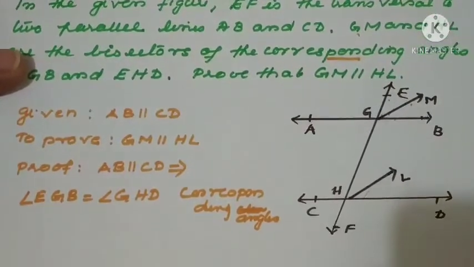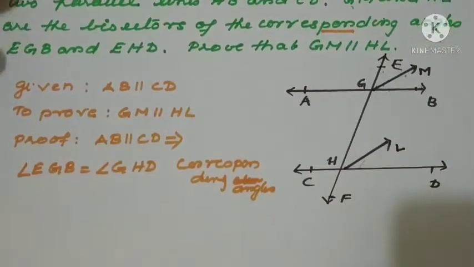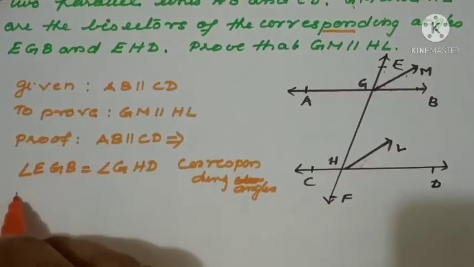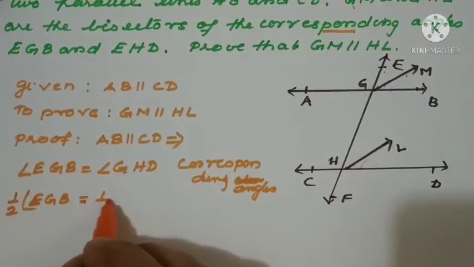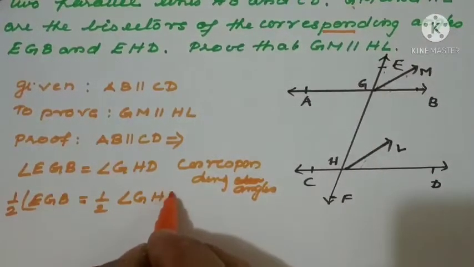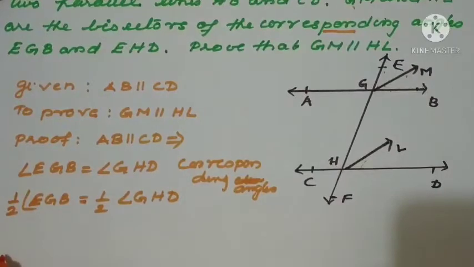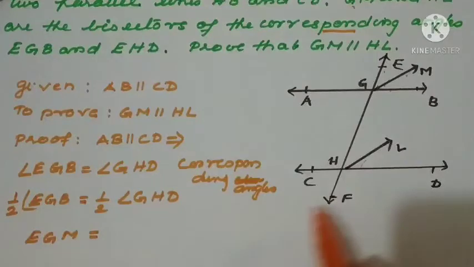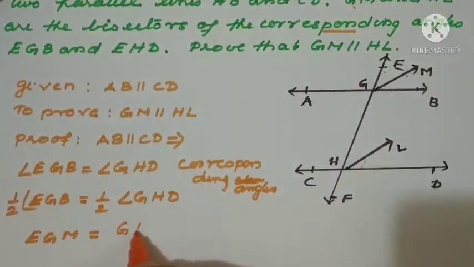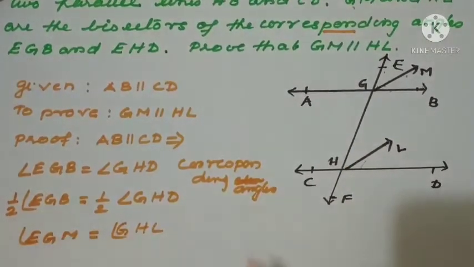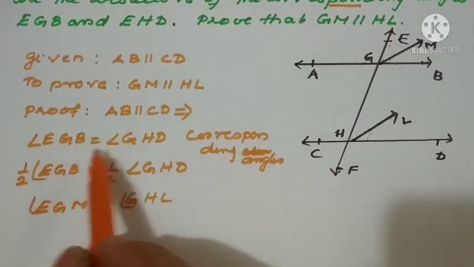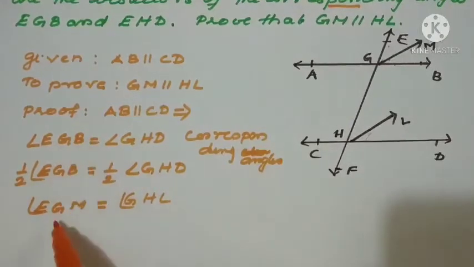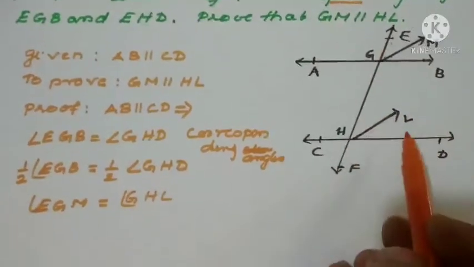Bisectors drawn means it is divided into equal halves only. So I'll write here half of EGB equal to half of angle GHD. So from the figure it is EGM and GHL. Understood? Because both are corresponding angles here, half of that means we need GM parallel to HL.